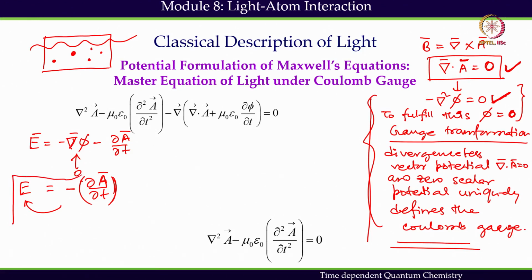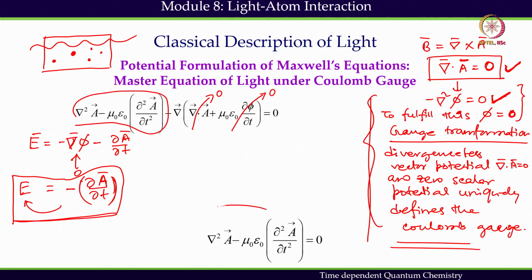This is the representation of the electric field under the gauge condition we have used. And we see that because it is divergenceless, as we have considered, this part is going to be 0, and phi is considered to be 0. So this part is entirely 0. What I have finally is this equation. So how does the vector potential look like? This should follow this equation.